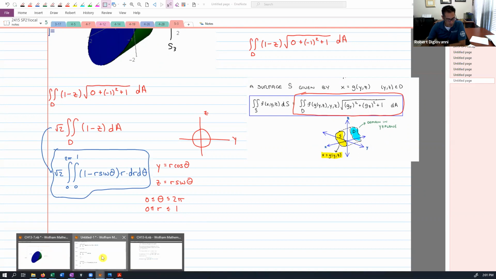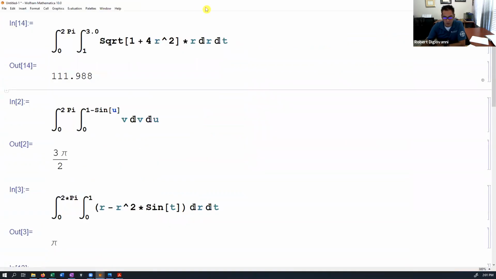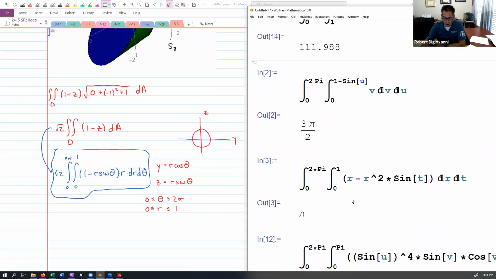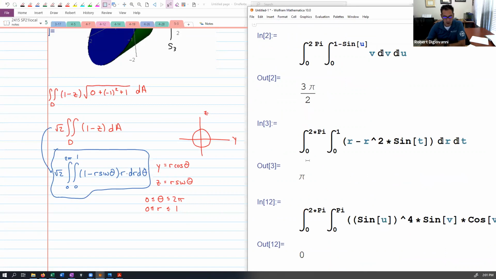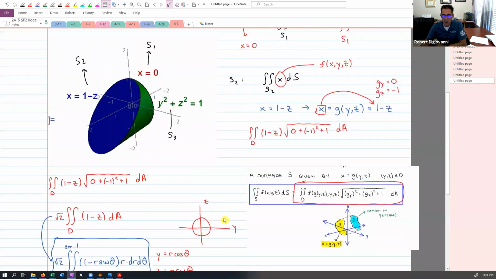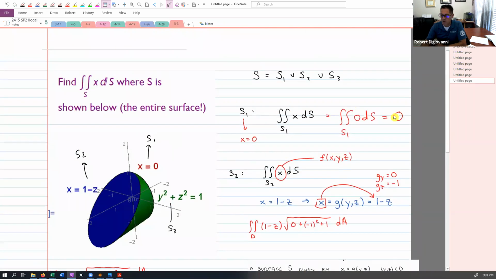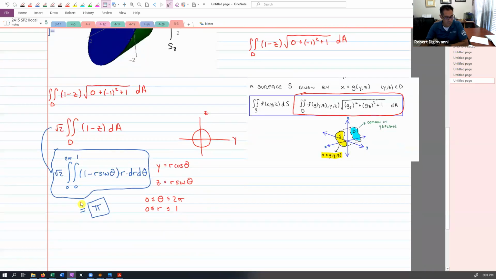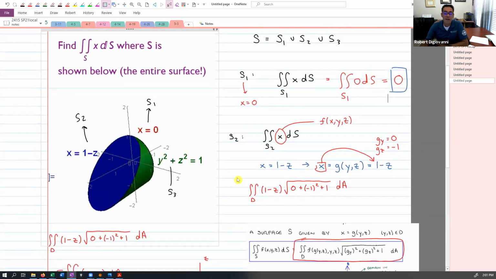Let me see if I did that one. I think I forgot to put the square root of 2 on it. Yeah, it's this one right here. If you calculate that, I'm going to go ahead and write the answer down here just so we have it. If you did this, your answer should be pi. And remember, the one from up here, S1, was 0. And then we have pi. And now we need S3.